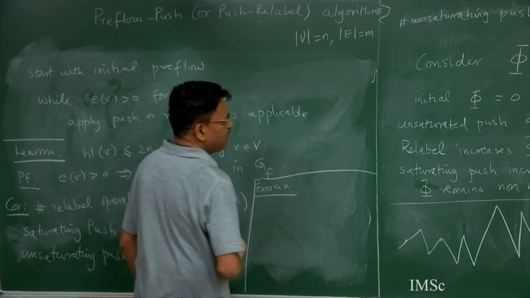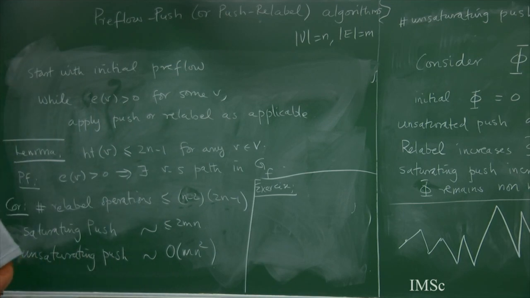Right, it's like in the Edmonds-Karp augmentation algorithm of Ford-Fulkerson. We said there will be mn many augmentations, but each augmentation takes order m time because you need to construct your residual network and find the shortest path. So you multiply by m. Similarly, all I'm saying is the number of relabel operations and push operations are bounded, but how much time does it take for each one of them?